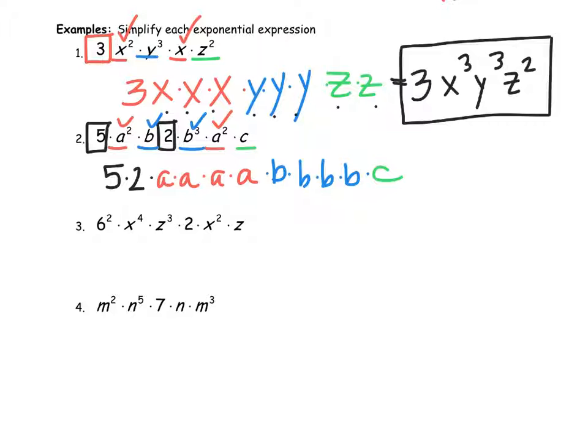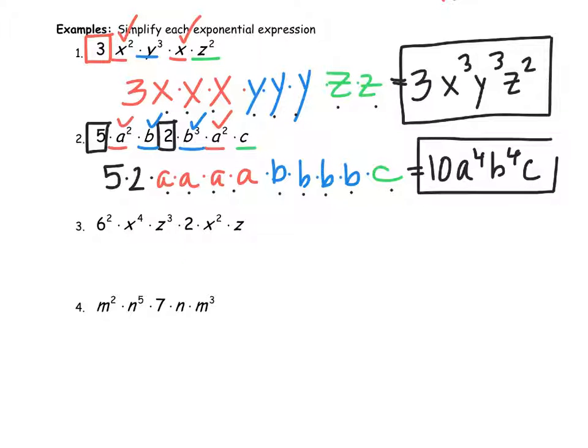Alright, so to write our final answer, remember all of these numbers, if we look at our original, are multiplied by each other. So I'm going to do this 5 times 2 and write my answer right here. That's 10. And then I have 1, 2, 3, 4 a's, a to the 4th, 1, 2, 3, 4 b's, b to the 4th, and then 1 c, c. You don't have to put an exponent of 1 here, because if there's no exponent, we assume there's only one copy. All right, two more left.